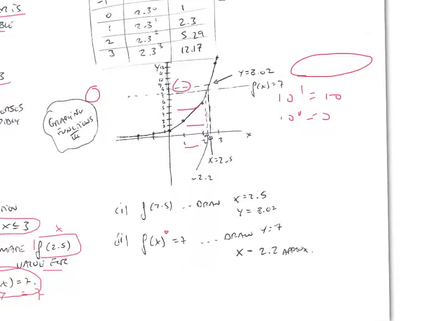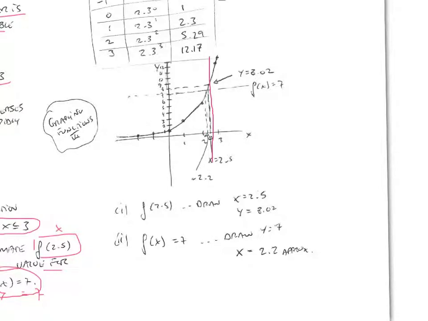We're asked to find f of 2.5. So when x is 2.5, where does it cut the curve? So we go out to 2.5, we draw our line, we've cut the curve, go across to 8.02. Okay, when x is 2.5, y is 8.02.